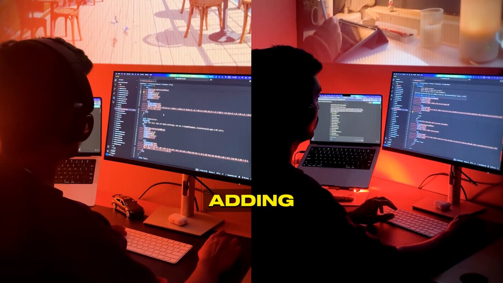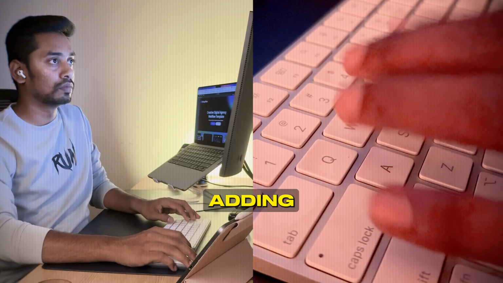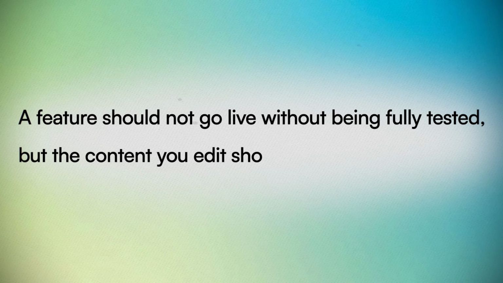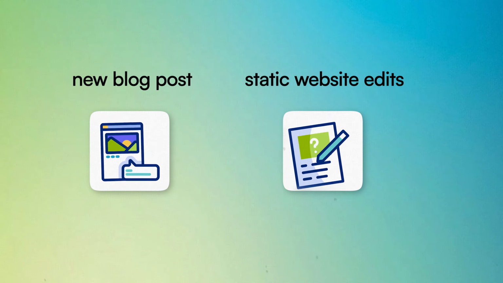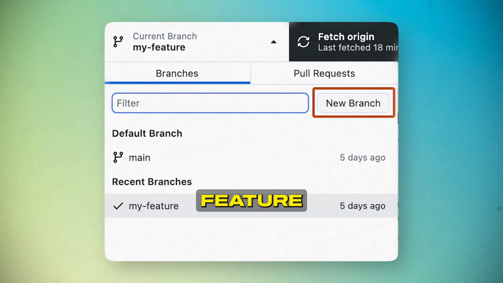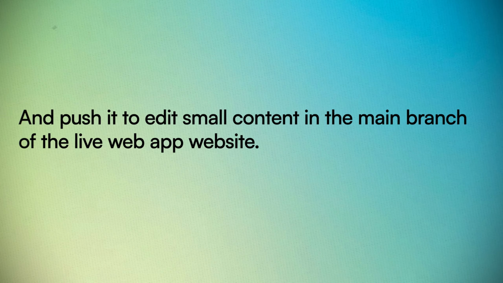For example, you are adding a feature to your website. At the same time, you are simultaneously editing and adding content. A feature should not go live without being fully tested, but the content you edit should go live. Whether it is a new blog post or small static website edits, people who use GitHub should create a new branch for the feature, keep that feature in that branch, and push the small content edits to the main branch of the live website.